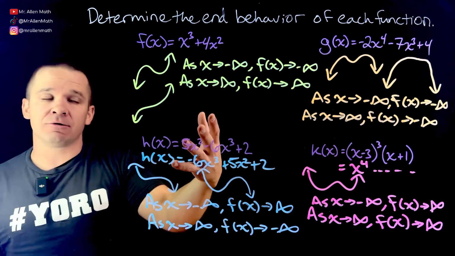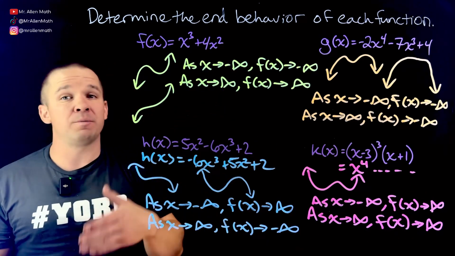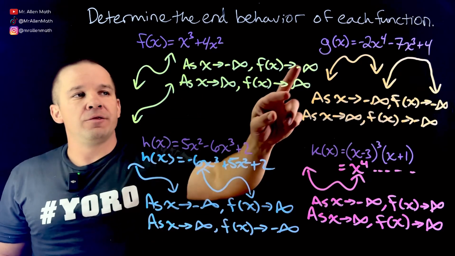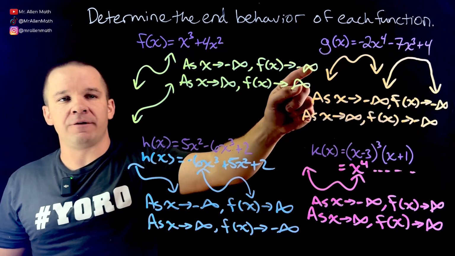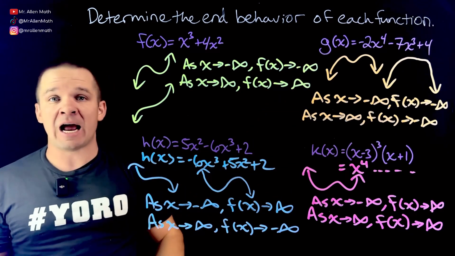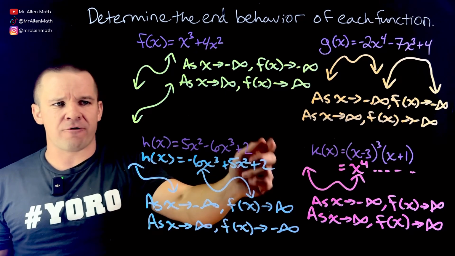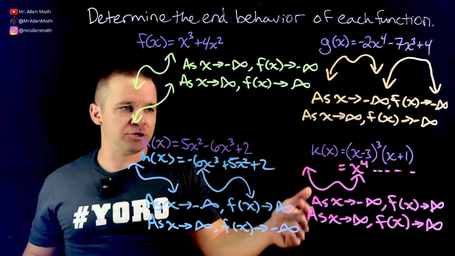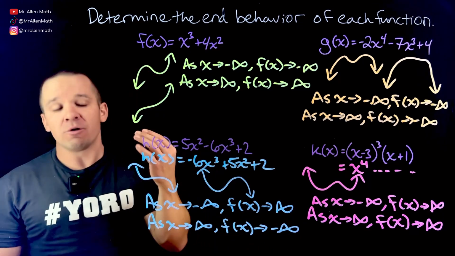And for my odd degrees, my cubics, both of them happen to be cubics, but it would be the same for linear, the same for quintic, degree of 5, the end behaviors are different. One is going to negative infinity, one's going to positive. One's going to positive, one's going to negative. That is always going to happen. So if you end up getting the same thing for an odd degree function, perhaps you messed up on one of them, and you can go back and double check that stuff.